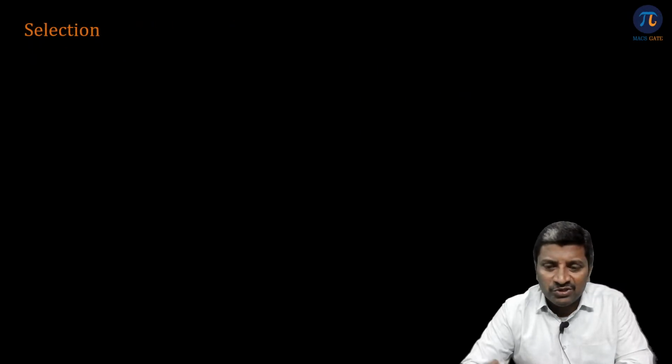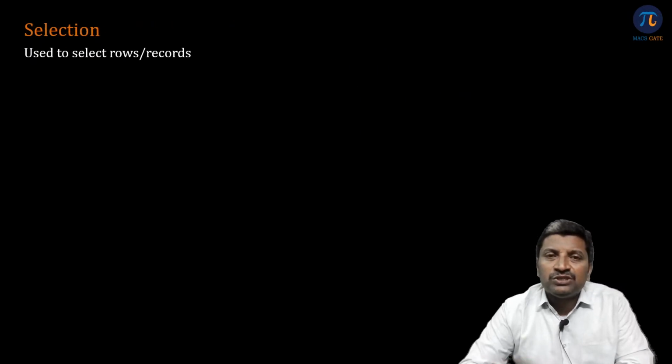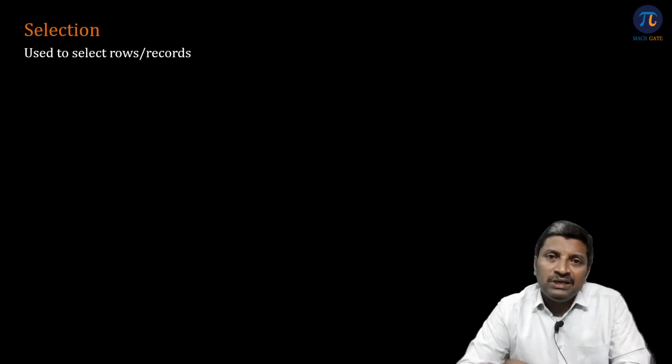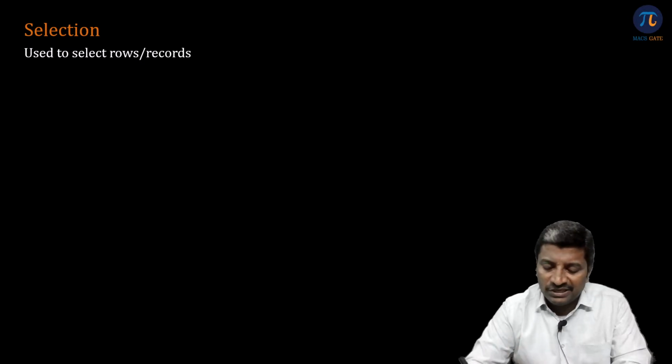Selection. Why are we using it? We use it to select rows or records. What does it mean? Suppose I have a collection of all the employees, and I want the details of employees of only the CSC department. That means we are filtering, or selecting some records based on an attribute. In such a case, we use the selection operator.